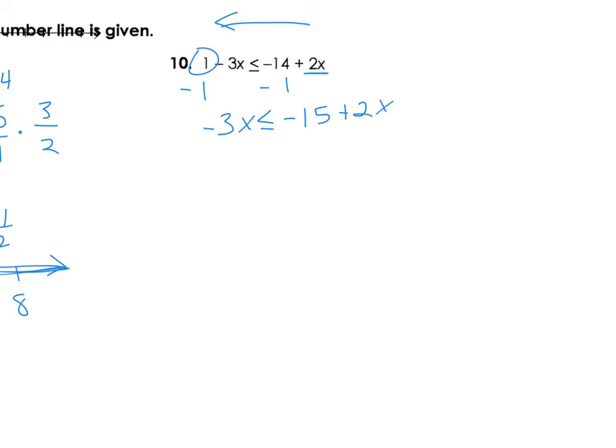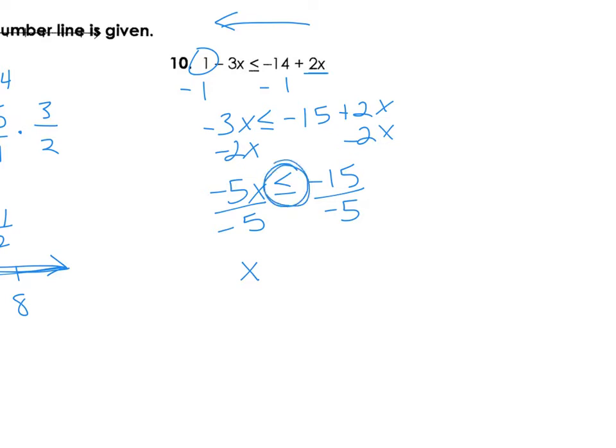Now that I have my numbers on the right, I'm going to try and get my variable over on the left-hand side. I'm going to minus 2x from both sides. That's going to give me -5x less than or equal to -15. Now I'm going to divide by -5 on both sides. That's going to give me x. I'm going to flip the inequality because we divided by a negative. And I get x is greater than or equal to 3. 3, 4, 2, closed circle, going to the right.